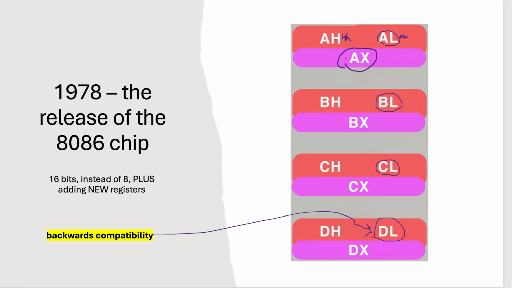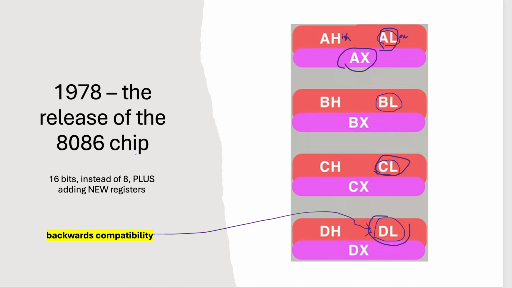So it is possible to isolate and actually reference just the low portion of AX. You just refer to AL. Same thing with CX, for example. You could reference just the lower portion of CX by referring to CL, and DL. And they did this, of course, for backwards compatibility. Okay?